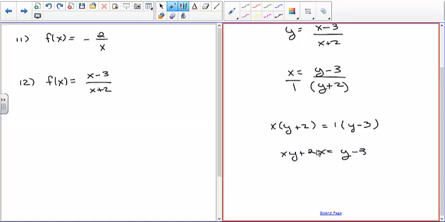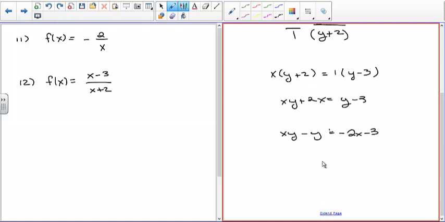So move all the stuff that involves y to one side. So this y moves to the other side, becomes negative. The 2x moves to the other side, becomes negative 2. Then you factor out the y, so you get y times x minus 1 is equal to negative 2x minus 3. Divide both sides by x minus 1, so I'm going to put the negative sign out in front here. So if I factor out a negative sign, I'll get negative the quantity x plus 3 divided by x minus 1.